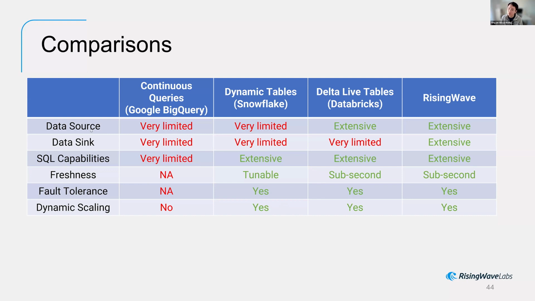For Delta Live Table, the data source, we can ingest the data from multiple different sources, right? From CDC, from the Postgres CDC, from S3, from, say, the messaging queue, from anywhere. You can do that. But the limitation is that you cannot sync the data outside of Databricks. That's probably a huge limitation. For SQL capabilities, it's kind of extensive, and for freshness, some seconds, right?